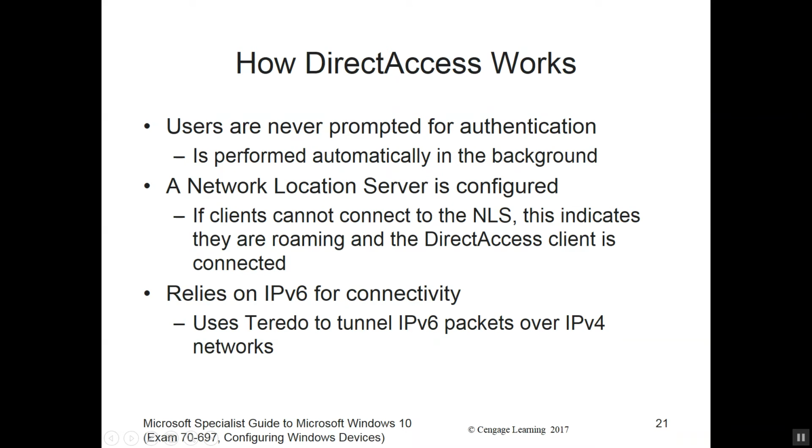Now, when it comes to direct access, users are never prompted for authentication. It's performed automatically in the background. The network location server is configured. If clients cannot connect to the NLS, this indicates they're roaming and the direct access client is connected. It relies on IP version 6 for connectivity. It uses Teredo to tunnel IP version 6 packets over IP version 4 networks.